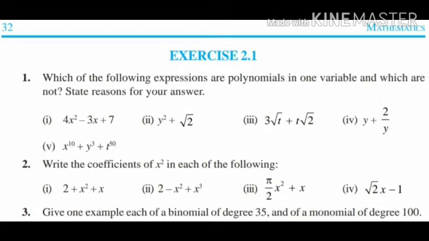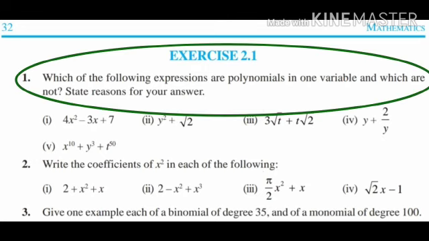Dear students of class 9, we have started the chapter 2 of our NCERT book. In the previous video, we have discussed the definition of polynomial and the meaning of degree of a polynomial. We have also learned the classification of polynomials on the basis of terms as well as on the basis of degree. Now we are in a position to start exercise 2.1.